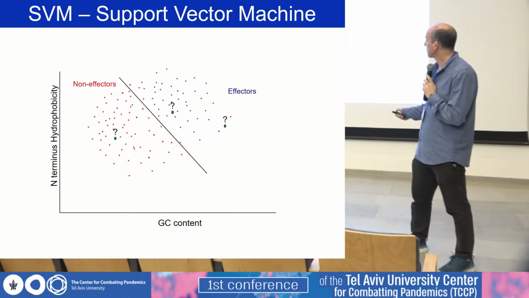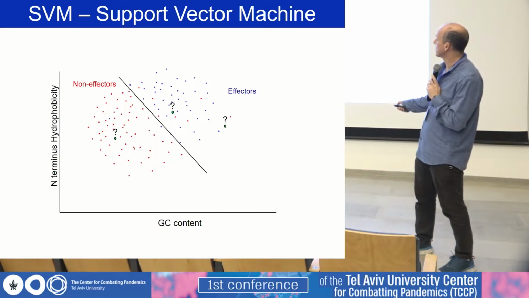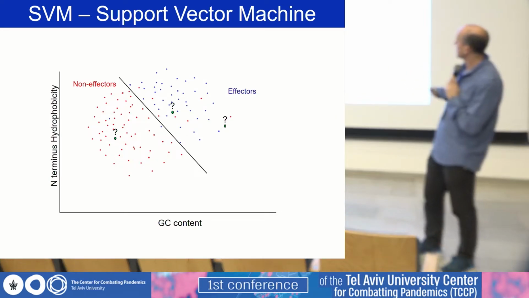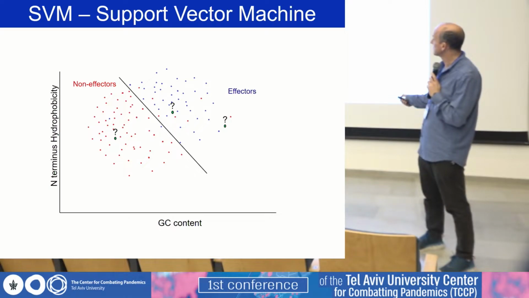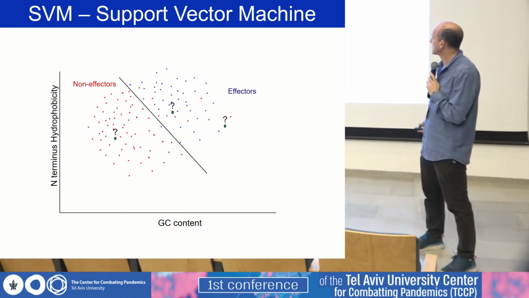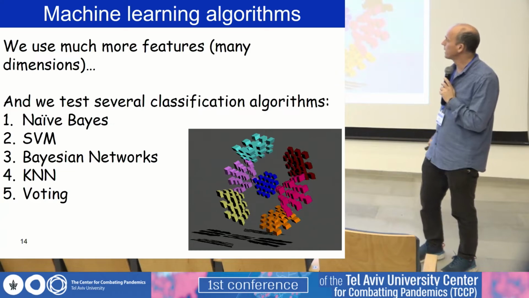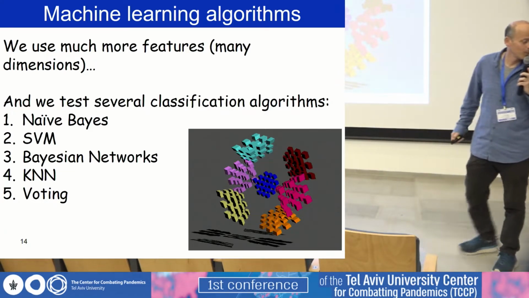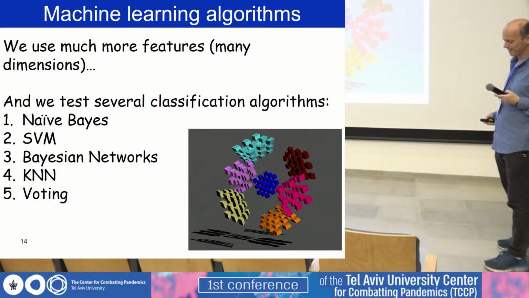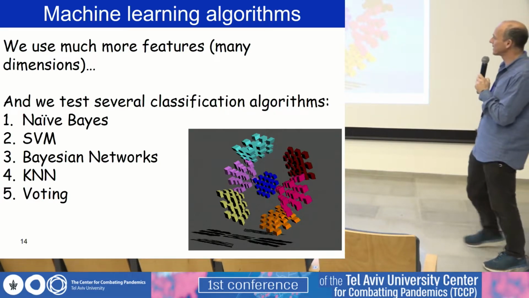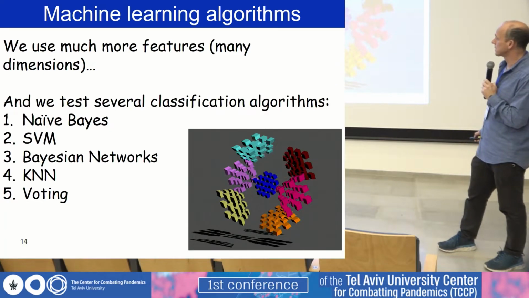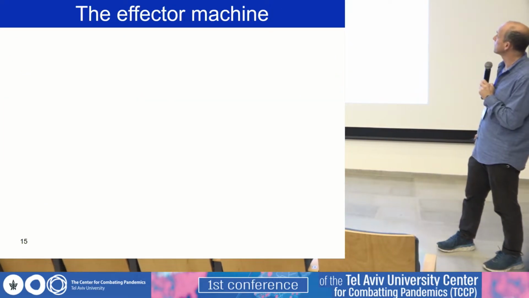In reality, we don't have two dimensions. We have over 100 dimensions. We don't find a line, we find a separation in hyperspace, and the separation is not as good. But this is the concept. We applied many machine learning algorithms and selected the best classification algorithm.